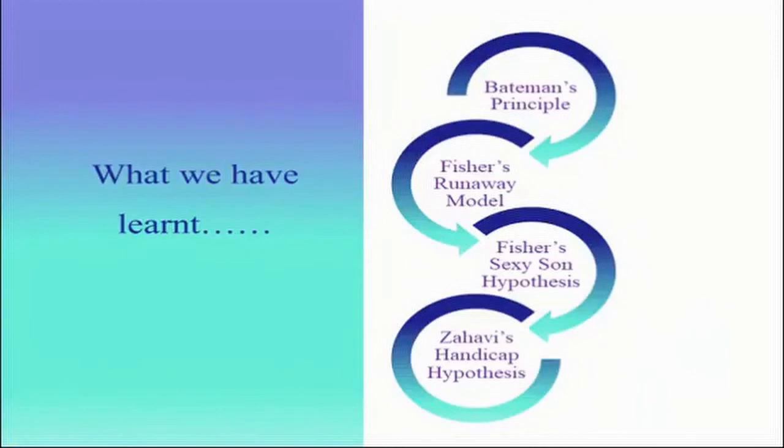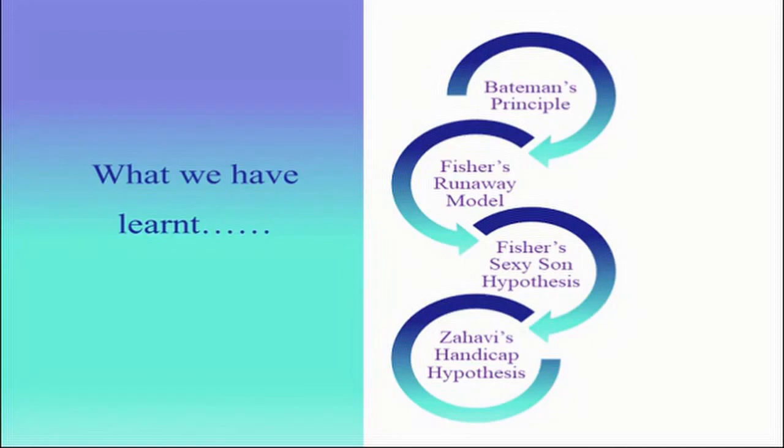So my students, what have we learned today? We have learned Bateman's principle, where we have understood that male selection is limited by some characters. Fisher's runaway model, where we have understood that survival adaptability is different from reproductive success adaptability, and together they make the total fitness. And Fisher's sexy son hypothesis, where we understood that the female gives preference to those males having some good characters which can be passed to the offspring, so that the reproductive success of the offspring can be ensured.